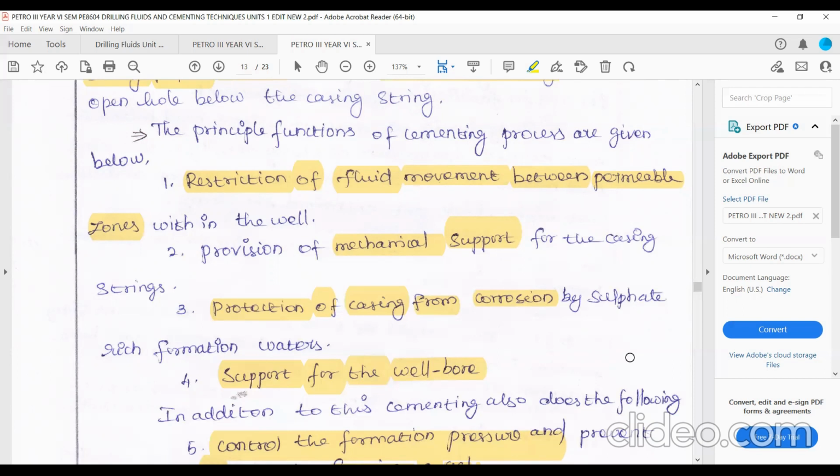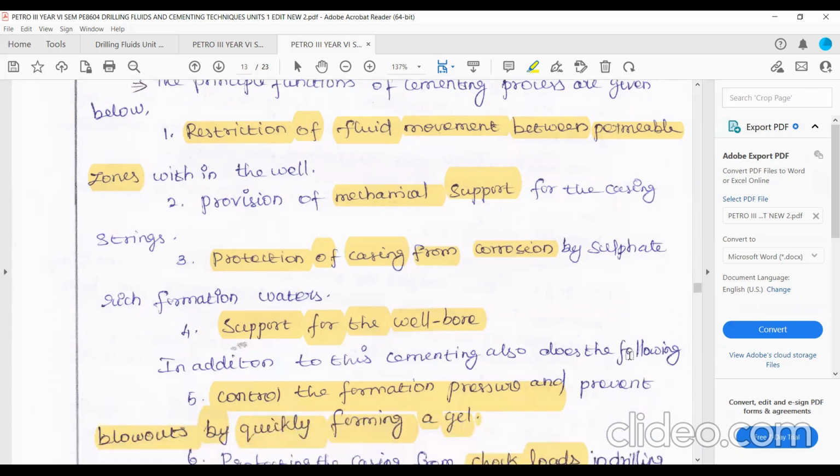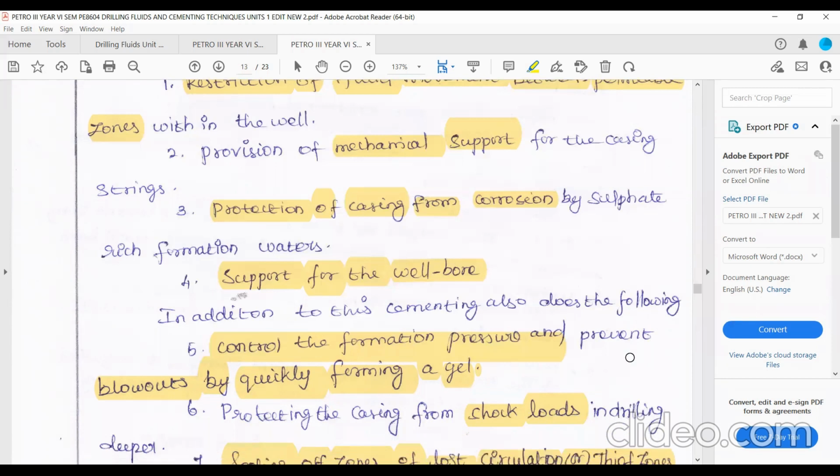We want to restrict the movement and we want to offer mechanical support. The fourth point is also support for the wellbore. And the third point is to protect the casing from corrosion. If there is a gap between the outside of the casing and the inside of the wellbore, and there are chances of fluids coming in, it could corrode the casing in the long run. So we don't want this, hence we fill the gap with cement. And the last one is to control the formation pressure. If there is mechanical stability, then fluid stability will also be ensured.